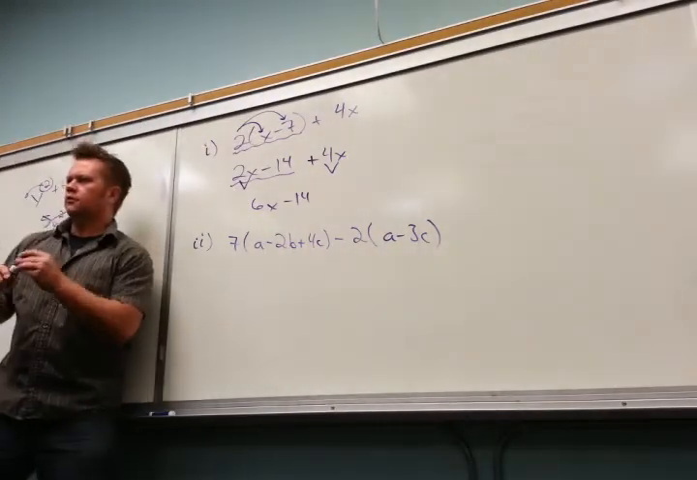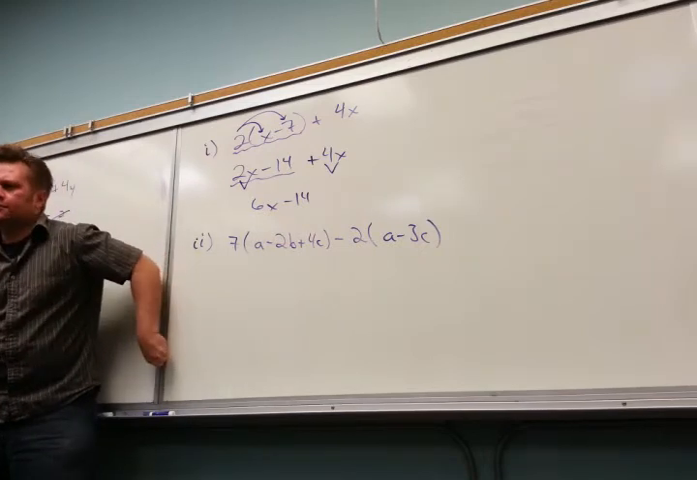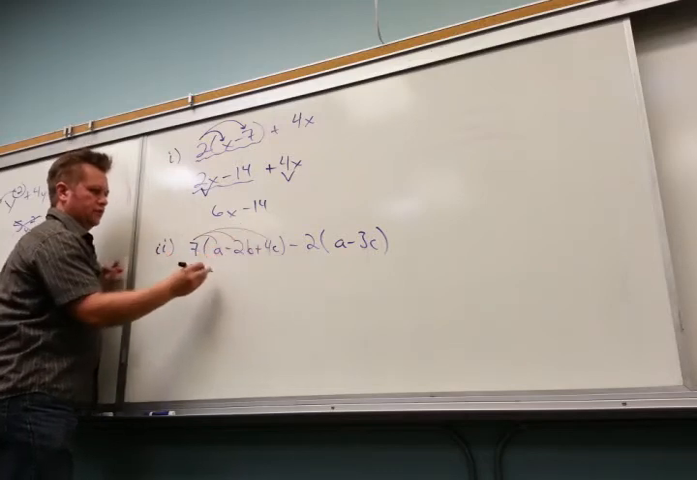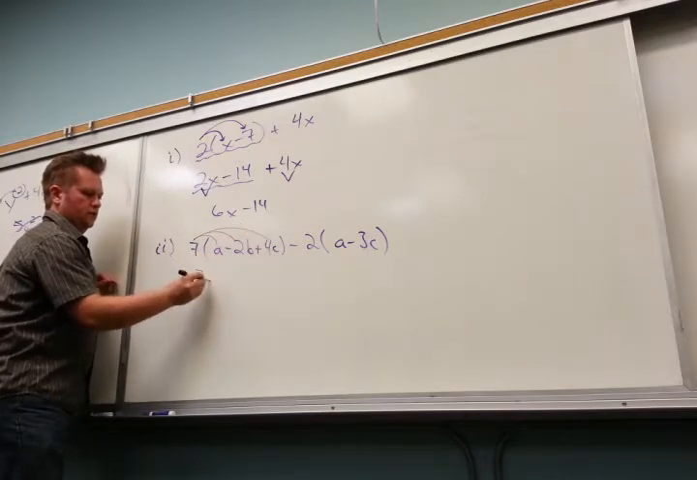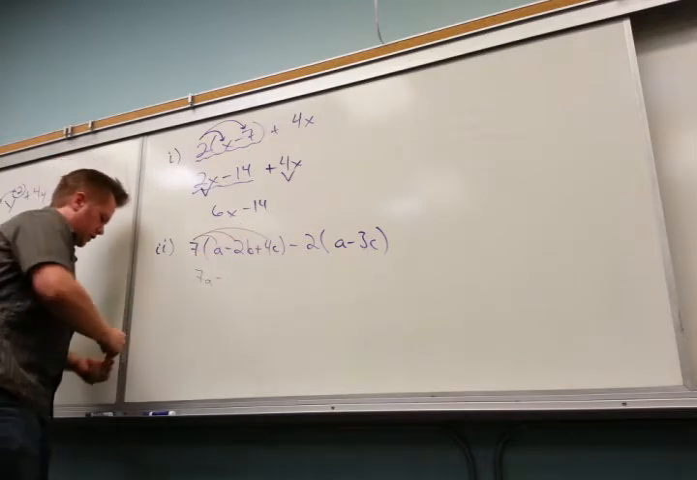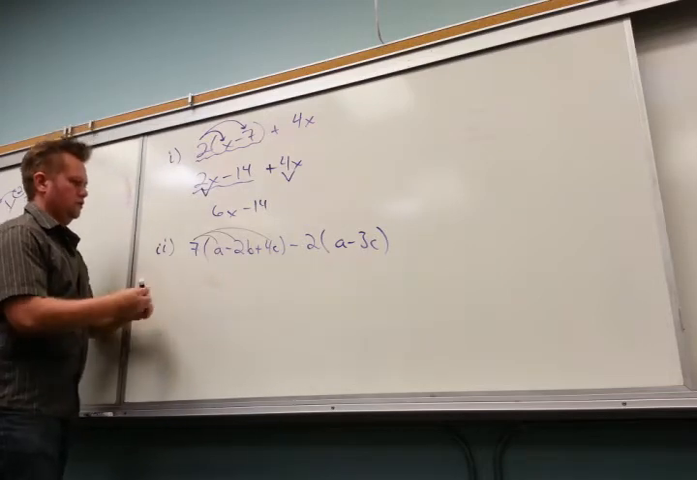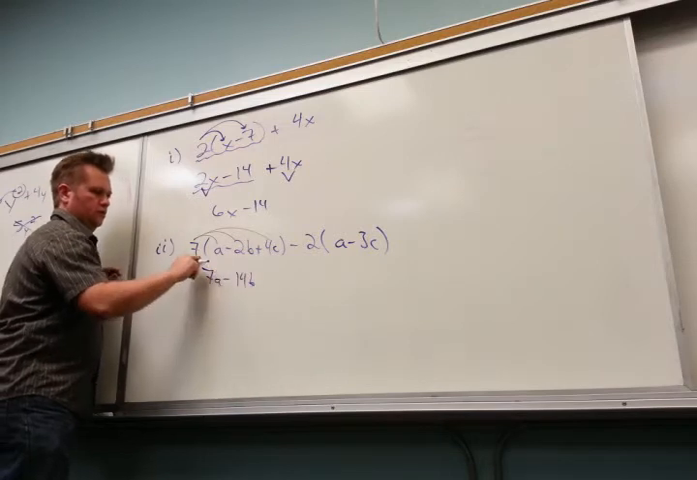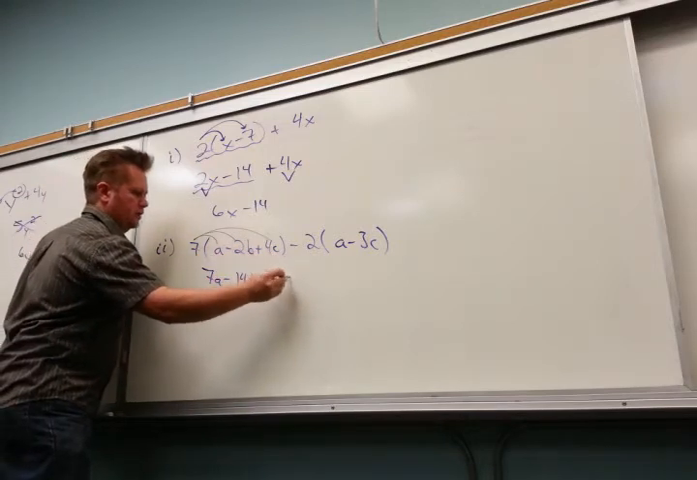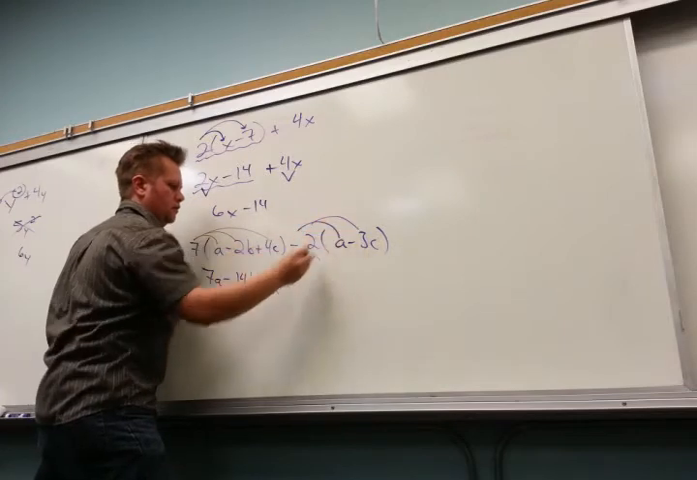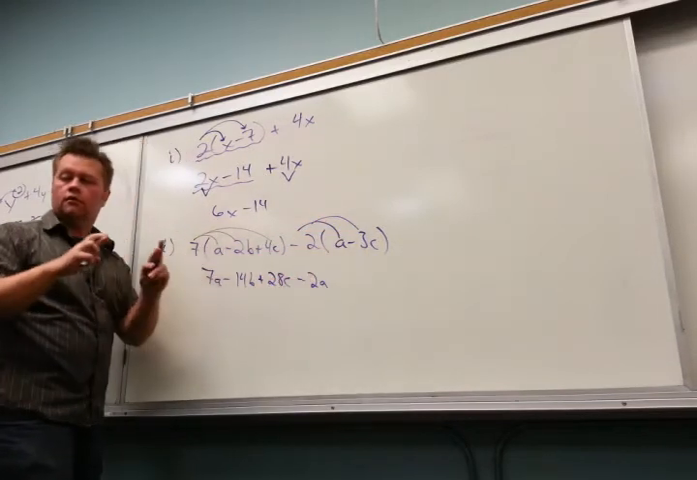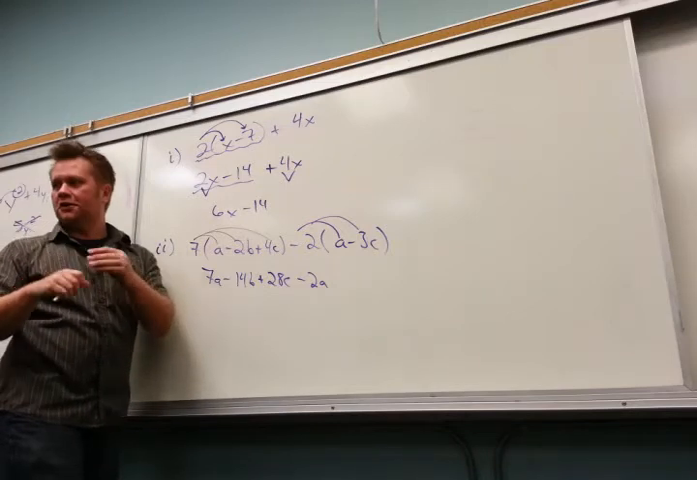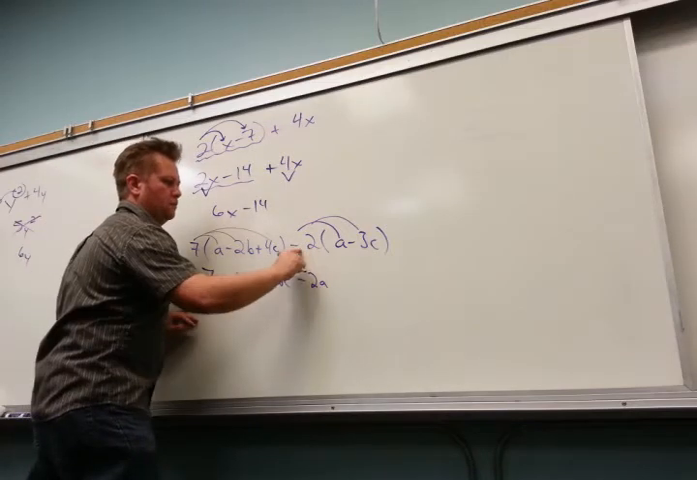All right. So what's my first step on this? Good. Bring the 7 through each thing in the parentheses, so I get 7A minus 14B plus 28C. Good. Minus 2A plus 6C.